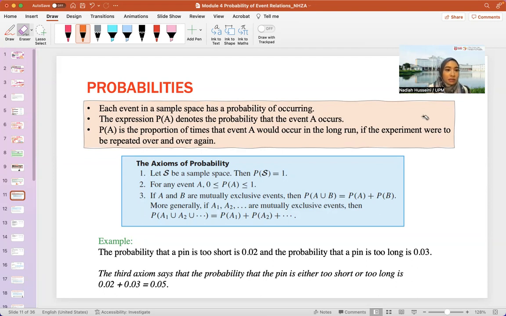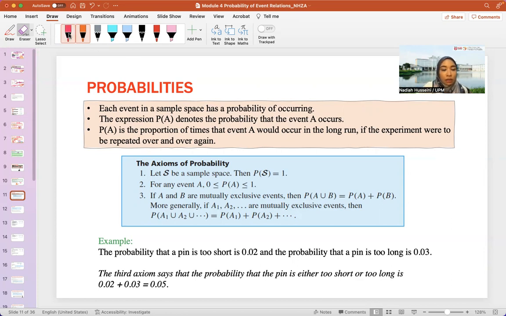So the point of this definition is that you can't have probability with just a single experiment. You really can't. You have to do the experiment a lot of times to get the value of probability, okay? So you can't have one experiment and you're done. Okay, so what are the axioms of probability? Let S be the sample space, then the probability of the sample space occurring is always 1.